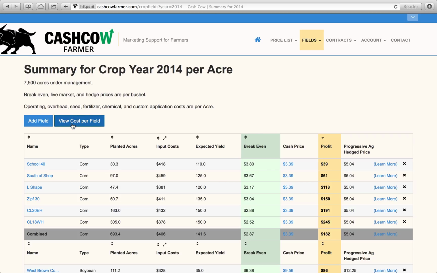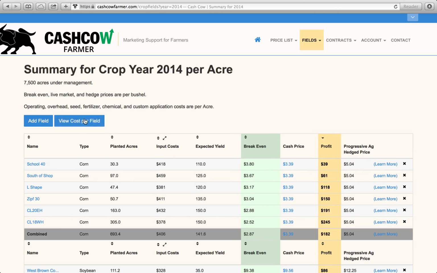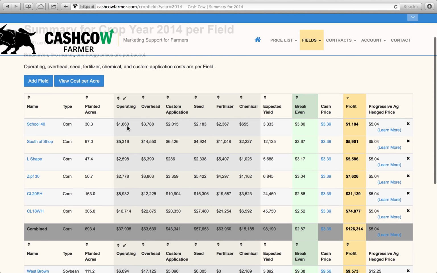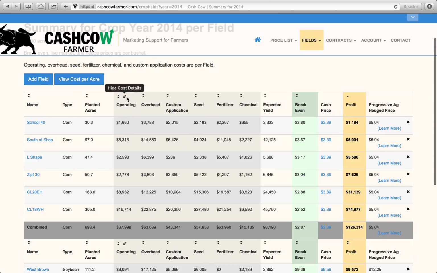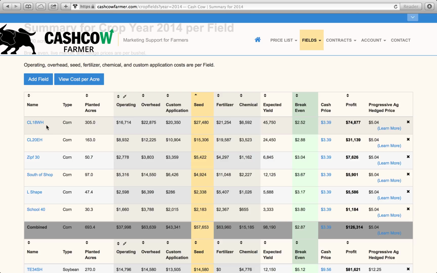The last thing that I want to show you is the view cost per field. So when we click that, these prices change. It's a little minute change, but if you look at the data, you can see that it changes. This is going to give you your actual dollars for what you spent on the field, not per acre, but actual dollars per field. So if we expand out this input cost, we can see CL18WH, we spent the most on seed, and School 40, we spent the least on seed. It's pretty consistent with these planted acres. So obviously if you've got more acres to plant, you're going to be buying more seed.